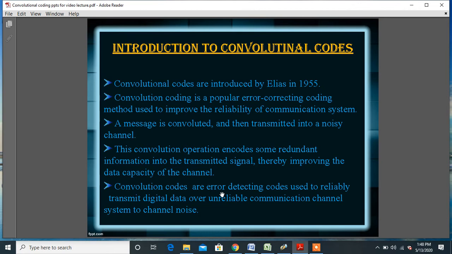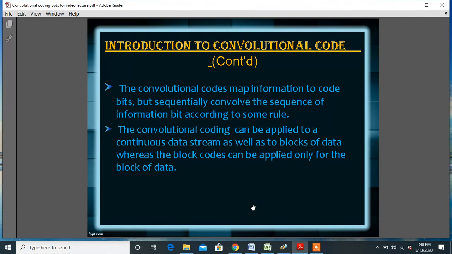Convolution codes are error correcting codes used to reliably transmit digital data over an unreliable communication channel subject to channel noise. In continuation, the convolution codes map information to code bits, but sequentially involve the sequence of information bits according to some rules. So we have to follow some rules to encode the data. The convolution coding can be applied to a continuous data stream as well as to blocks of data, whereas block codes can be applied only to a block of data.